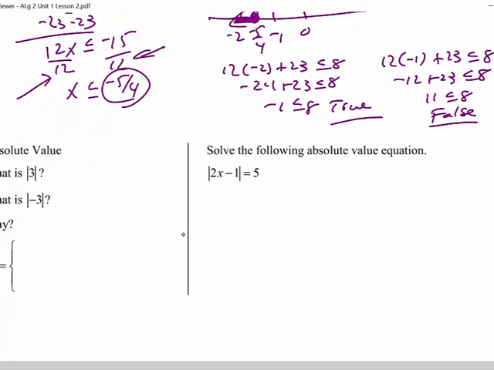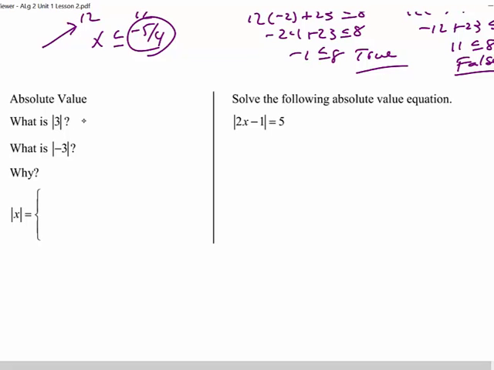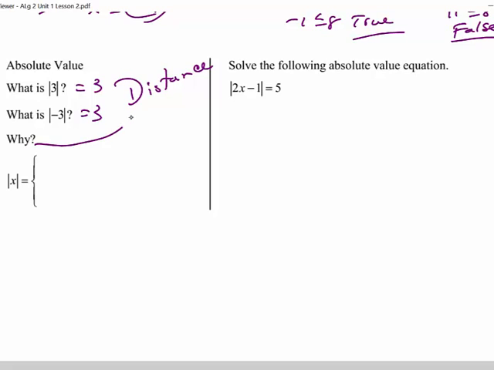Okay. Absolute value. What is the absolute value of 3? 3. What's the absolute value of negative 3? It's also 3. So when you do absolute value, it's actually asking you what is the distance the number is from the origin. Right? That's why they're both positive. Now there's a mathematical definition. So why? Because it's distance.